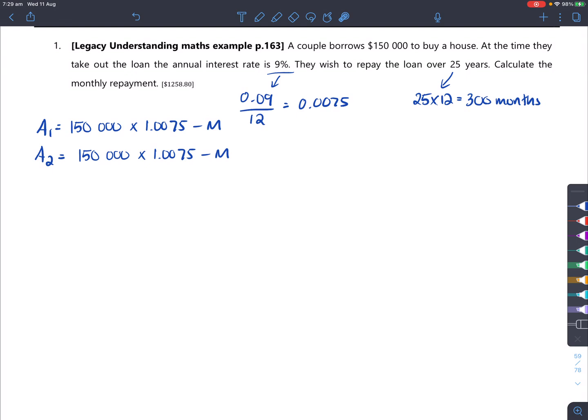So we're now at the beginning of the second month, and we have to charge this couple interest, and then we've got to minus a repayment. So they paid some bit of it off, and eventually this value A2, A3, A4, whatever it is, when you get up to A300, it's meant to equal 0. So the way we expand this is by doing the same thing as before. We increase the powers of that interest rate, so the 1.0075.